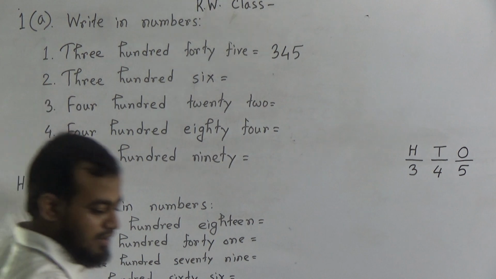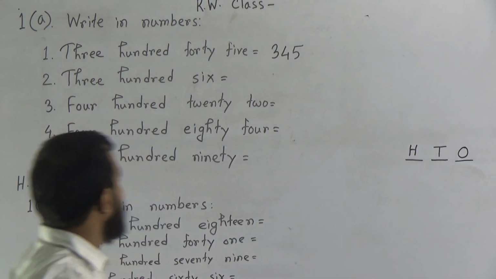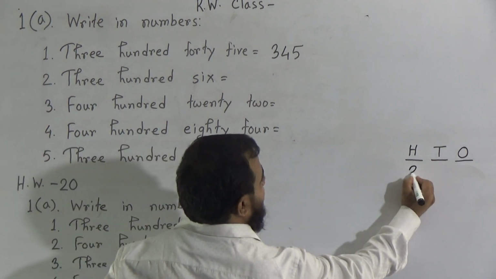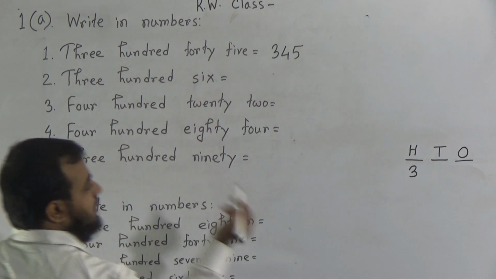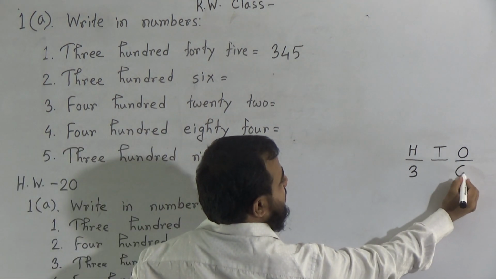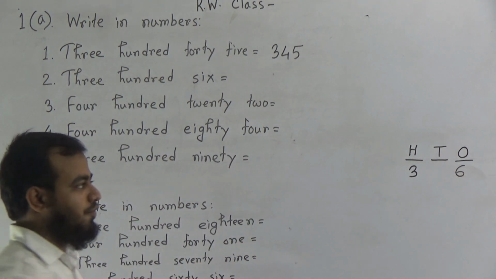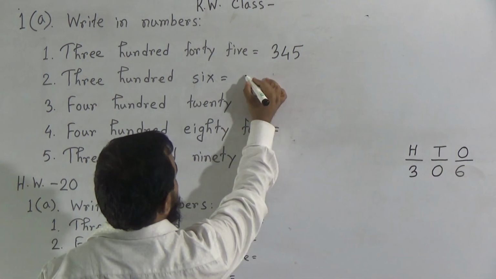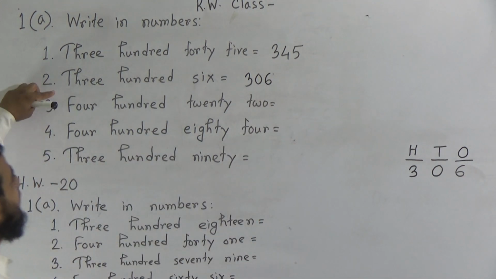The next number is 306. To write down 306, our hundreds position will be 3, because 3 is in the hundreds position here. Now we write 6 in the ones position, and look, there is no number in the tens position, so we will fill it up with 0. So it will be 306.